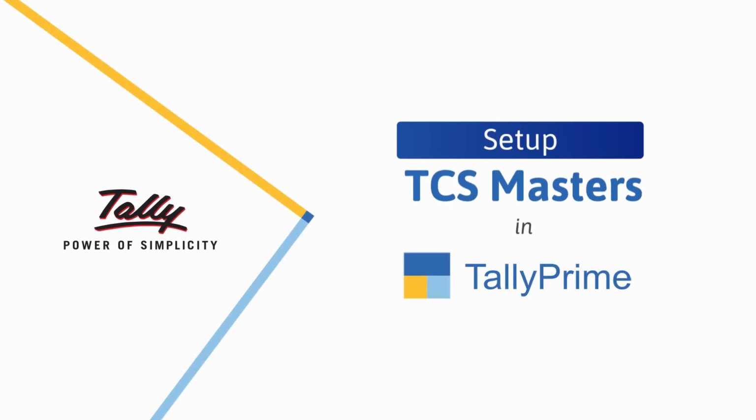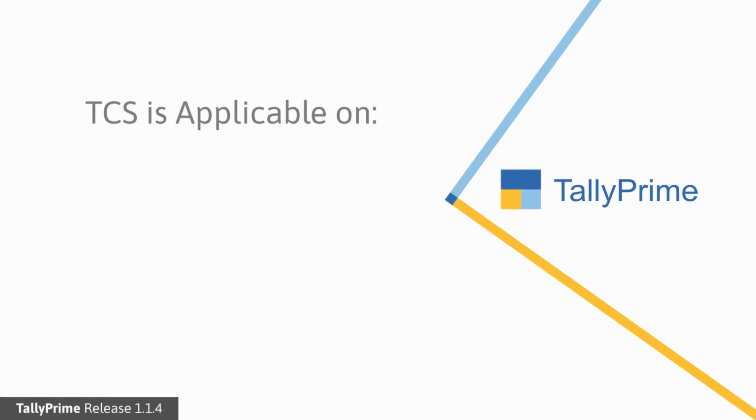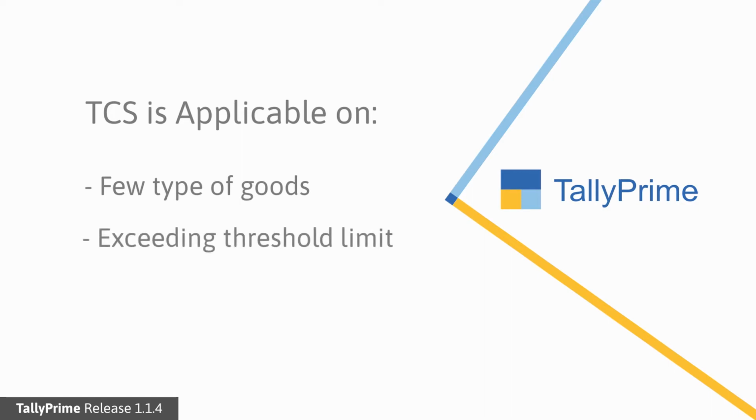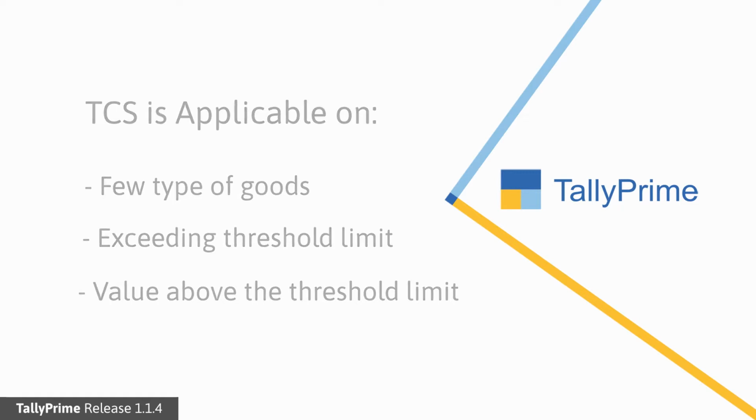In this video, we will look at the steps to create different masters with TCS details. For few nature of goods, TCS is applicable from Rupee 1 and for certain nature of goods only on exceeding a threshold or exemption limit. For example, in new sale of any goods provision, TCS is applicable only on exceeding a threshold limit and tax is to be applied only on the value above this limit.